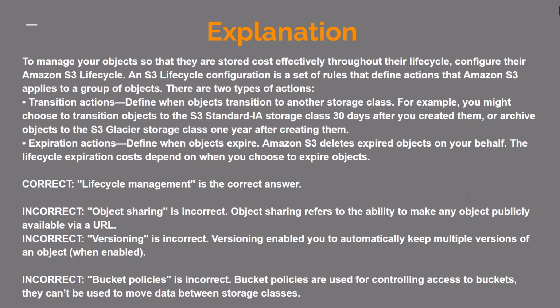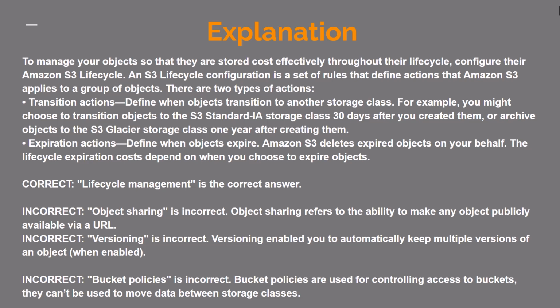To manage your objects so that they are stored cost effectively throughout their lifecycle, configure their Amazon S3 lifecycle. An S3 lifecycle configuration is a set of rules that define actions that Amazon S3 applies to a group of objects. There are two types of actions. Transition actions define when objects transition to another storage class. For example, you might choose to transition objects to the S3 Standard-IA storage class 30 days after you created them, or archive objects to the S3 Glacier storage class 1 year after creating them.